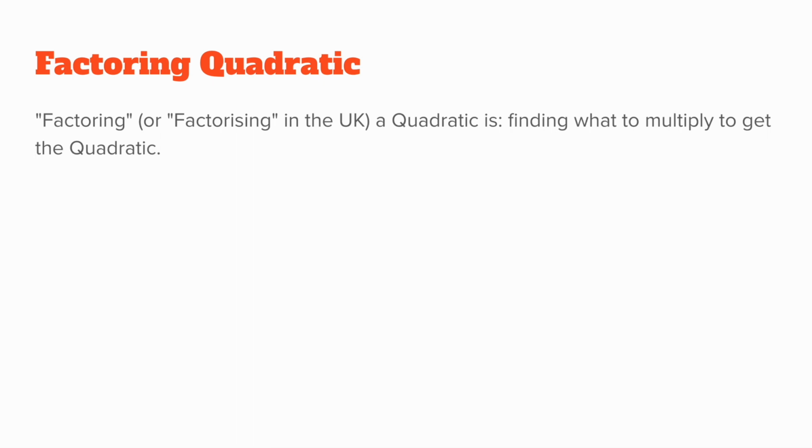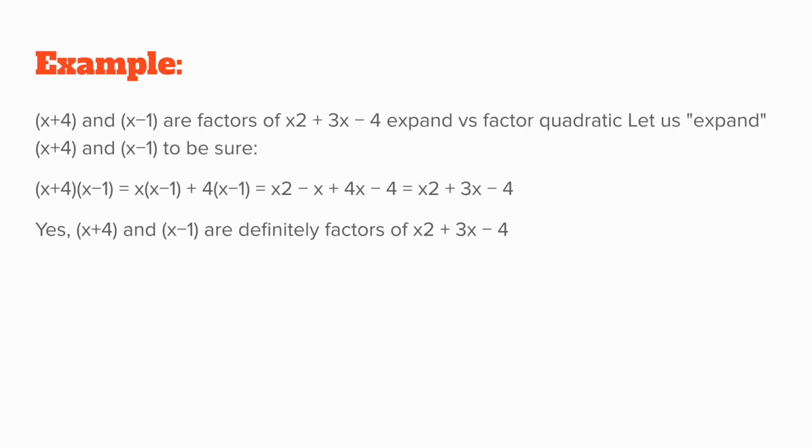Factoring the quadratic is finding what to multiply to get the quadratic. For example, x plus 4 and x minus 1 are factors of x squared plus 3x minus 4. So let us expand x plus 4 and x minus 1 to be sure. So (x plus 4) times (x minus 1) equals x times (x minus 1) plus 4 times (x minus 1). So it is the same as x squared minus x plus 4x minus 4, which is x squared plus 3x minus 4 as in the example above.